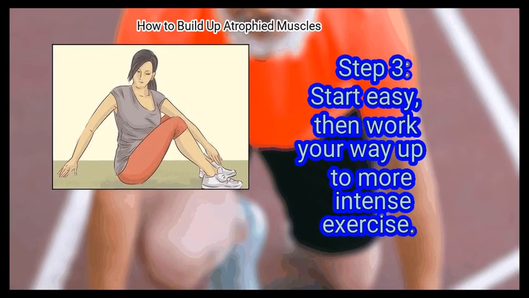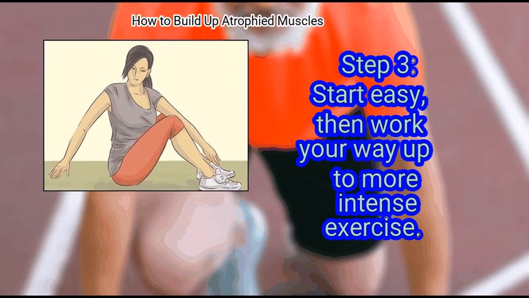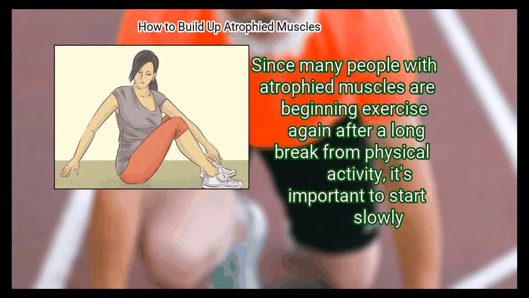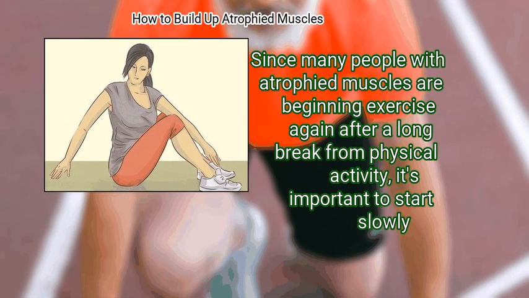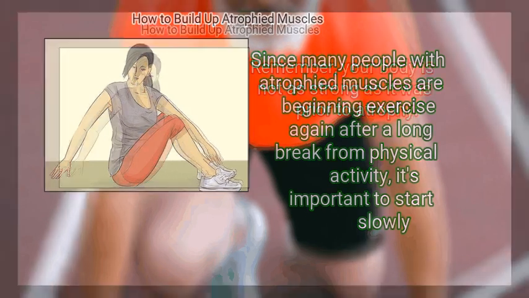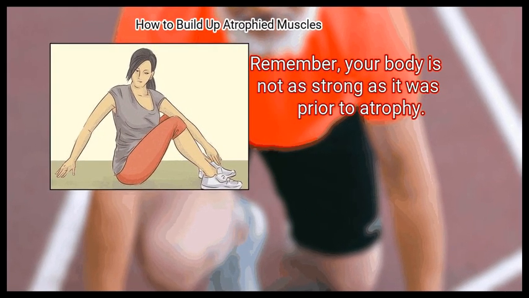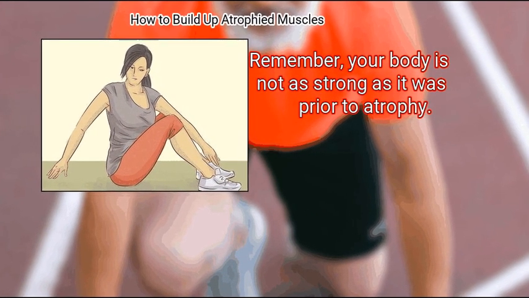Step 3. Start easy, then work your way up to more intense exercise. Since many people with atrophied muscles are beginning exercise again after a long break from physical activity, it's important to start slowly. Remember, your body is not as strong as it was prior to atrophy.